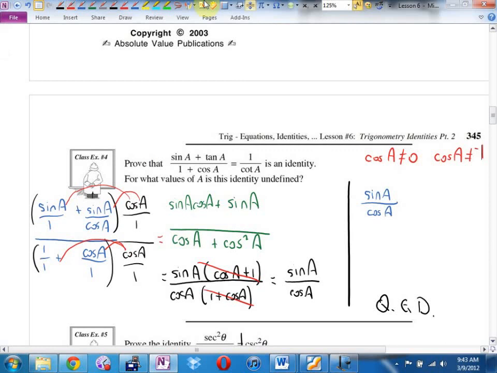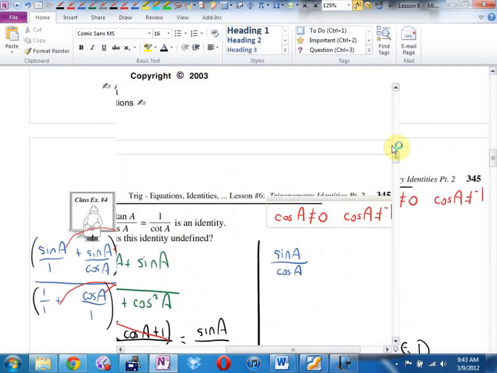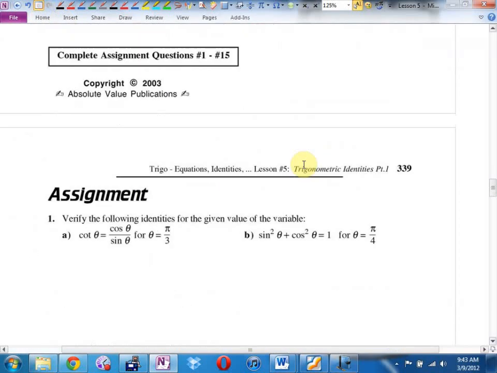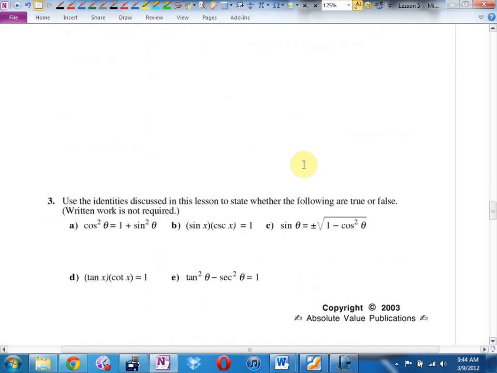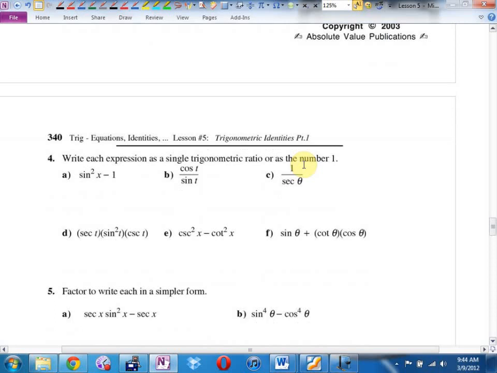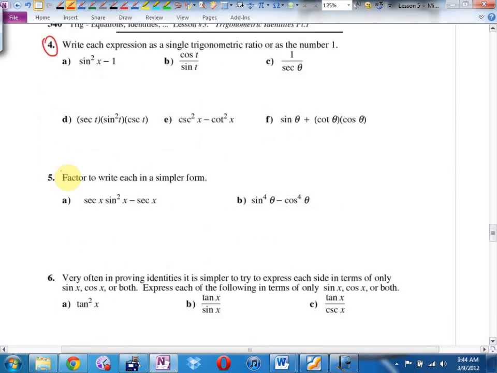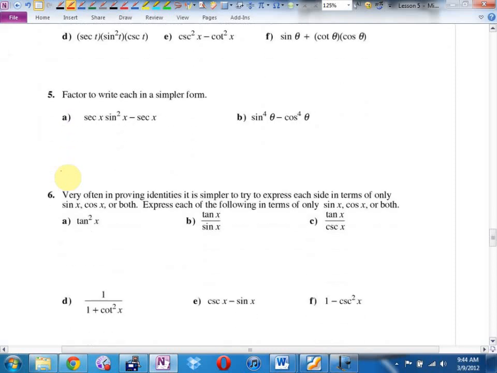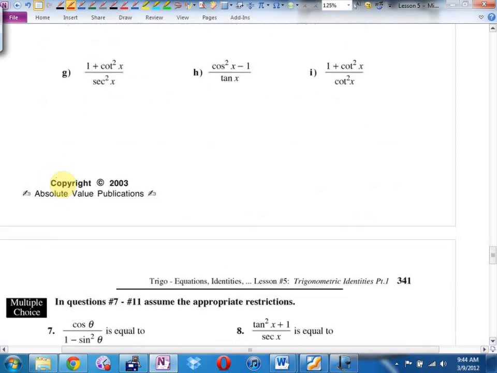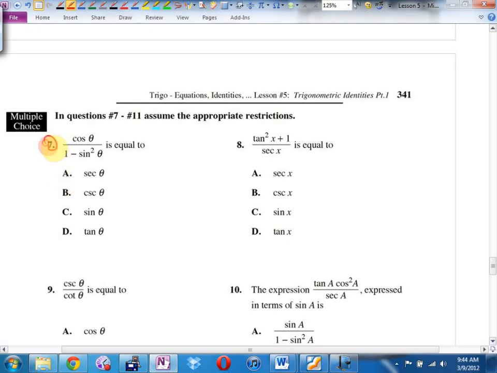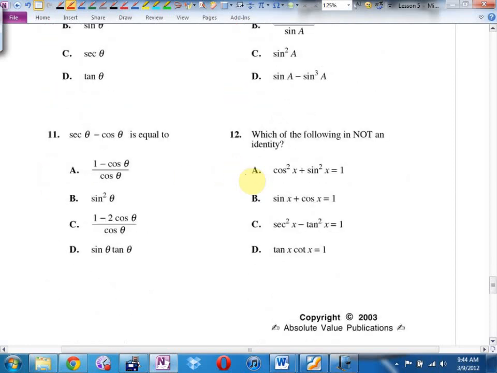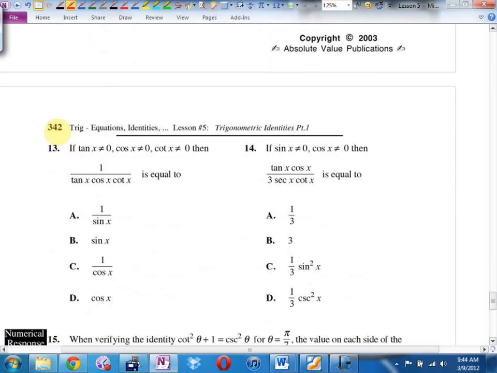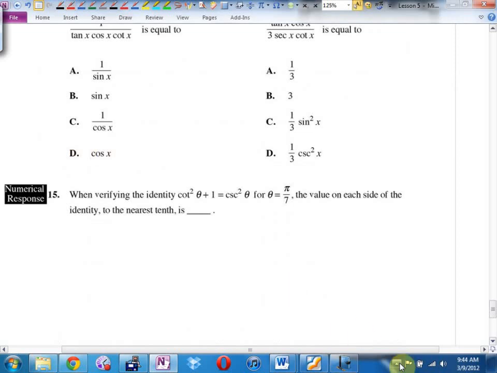I'm going to pause. I'm going to give you about 7 minutes to practice a few of these. Can you turn back one lesson, please, to lesson 5? Page 340. See if you can try number 4. Number 6. Seven, 8, 9, 10, 11. Yeah, 13 is fine. I'll quit there. Okay. We're going to spend lots of time on this. Identities.